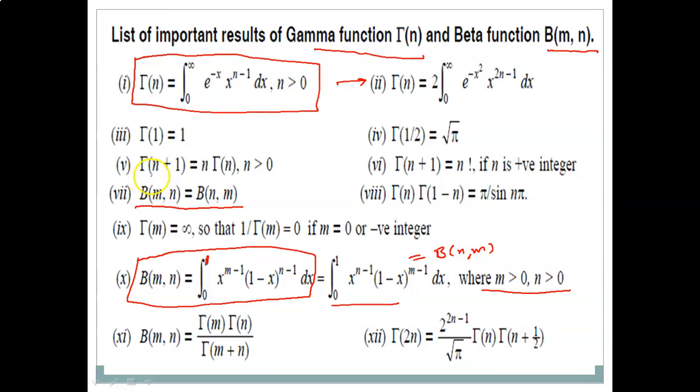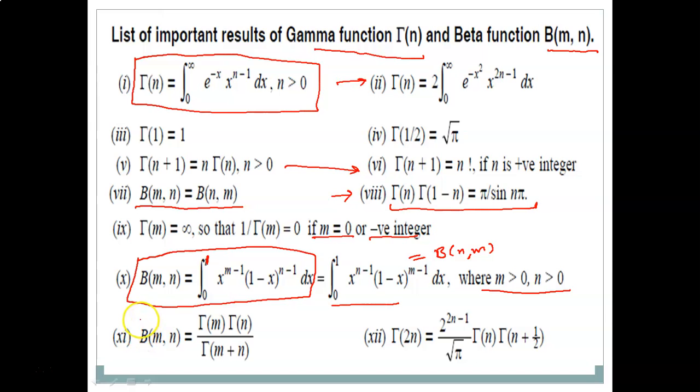Gamma of n plus 1 is equal to n into gamma n, and gamma of n plus 1 is also equal to n factorial, and this can be directly derived from property 5, and B(m, n) equal to B(n, m). And this result is also used in complex analysis, that gamma n into gamma of 1 minus n is equal to pi over sine n pi. So this is an important result in beta and gamma functions. Then gamma of m is infinity, so that 1 by gamma m equals 0 if m equals 0 or a negative integer. If m is 0 or a negative integer, then gamma m is infinity.